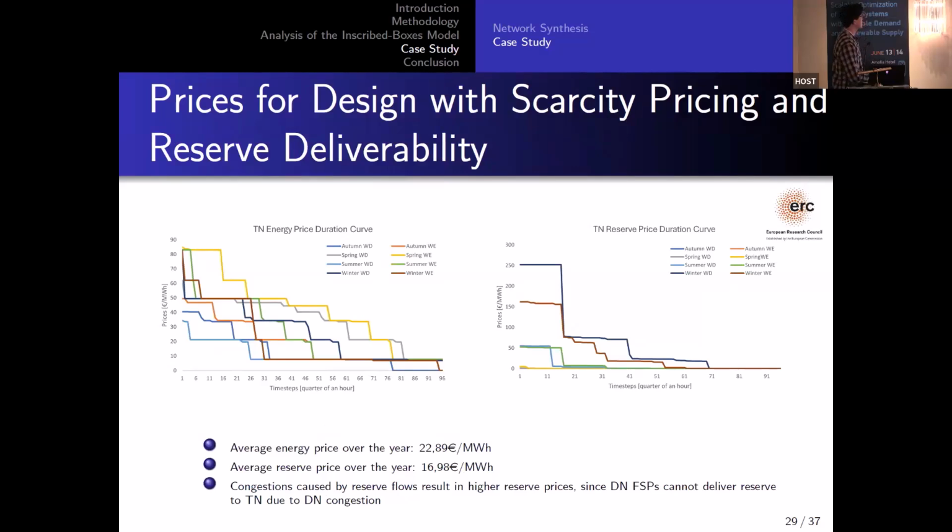Finally, for the last design, where we have scarcity pricing and reserve deliverability, we can see an increase in prices, both for the energy price and the reserve price. This is caused by congestion caused by reserve flows, which basically says that the DNFSPs cannot deliver their reserves to the transmission network due to the congestion in their area. And in general, this means that we offer less reserve, so the reserve prices go higher.